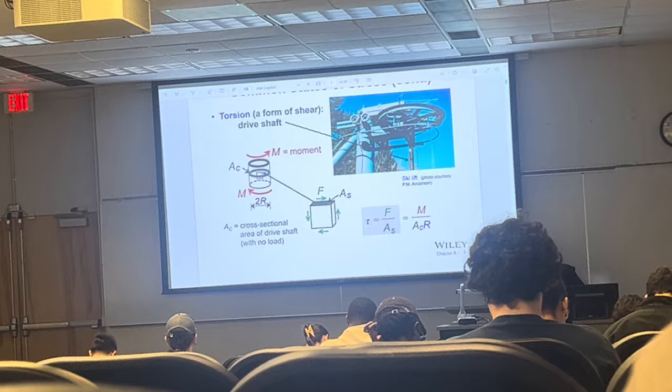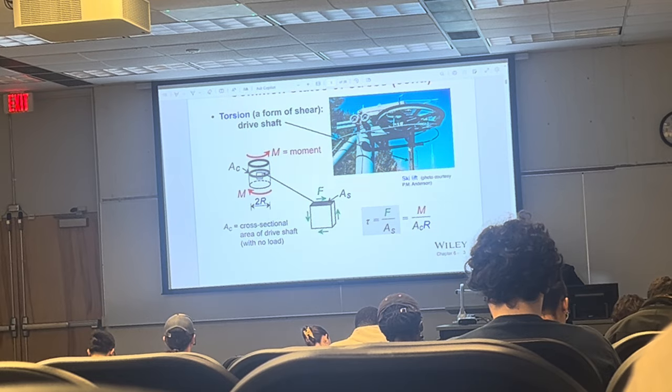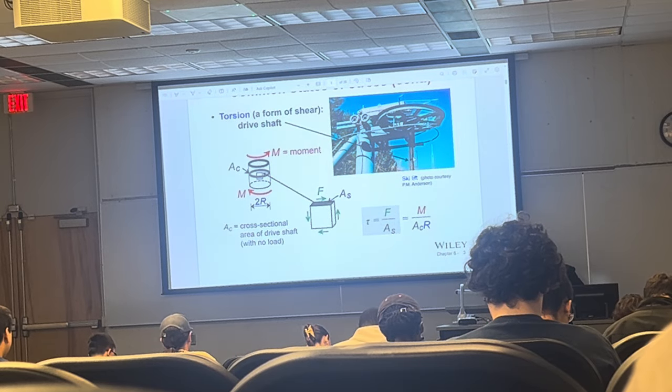Now, here you see, this is a shaft. And the shaft is under torsion. Today we're going to talk about torsion in mechanics of solids class. There's a bending moment and there's a torque. And then this shaft is under a different type of loading, which is called torsion.